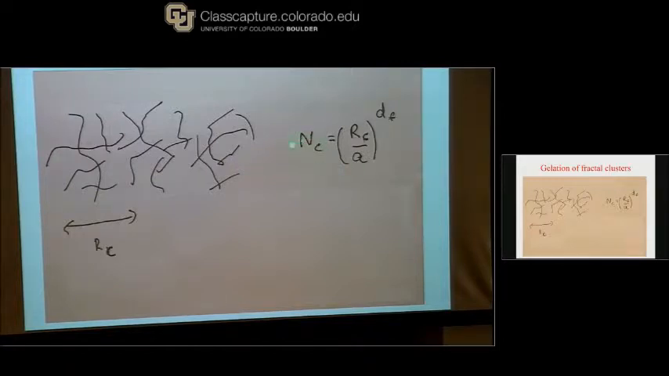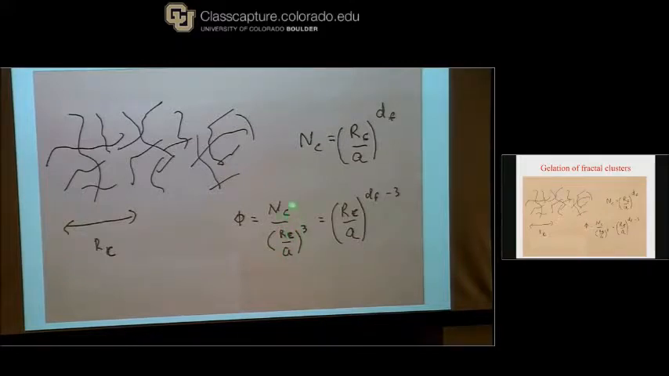So now I can just calculate, put this in terms of the volume fraction. The volume fraction is the number of particles per volume. OK, the volume is just one of these cubed. Again, I divide by a to put it into unitless numbers.